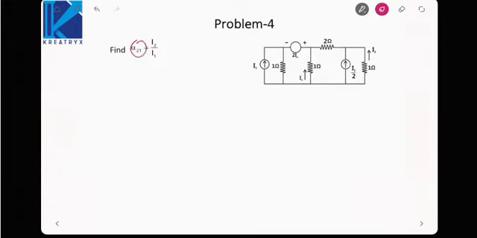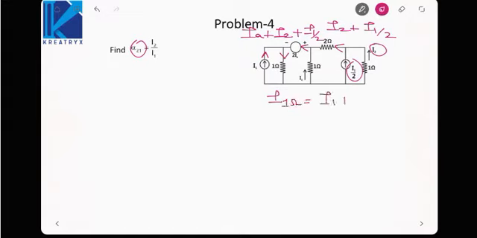Again, let us identify the current in various sections. Here current is I2, here it is I1 by 2. So current here will be I2 plus I1 by 2. Here current is IA. So current here will be IA plus I2 plus I1 by 2. And here current is I1. So what is the current in the 1 ohm resistor? Let me call it I1 ohm. I1 plus IA plus I2 plus I1 by 2. That is the current in the 1 ohm resistor.